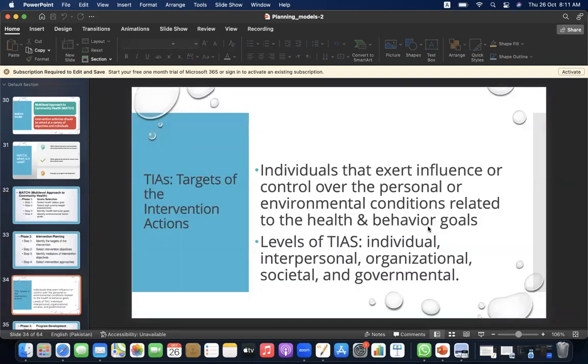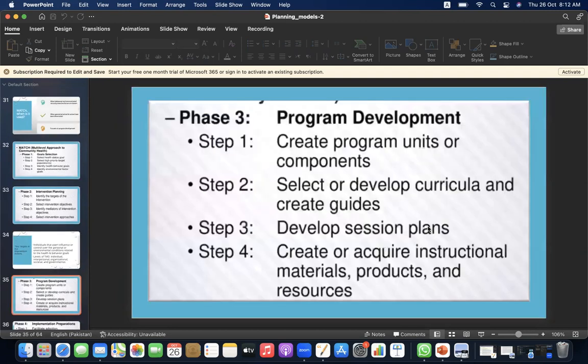Targets of the intervention actions: individuals that exert influence or control over the personal or environmental conditions related to the health and behavioral goals. Levels of targets of the intervention actions: individual, interpersonal, organizational, societal, and governmental.